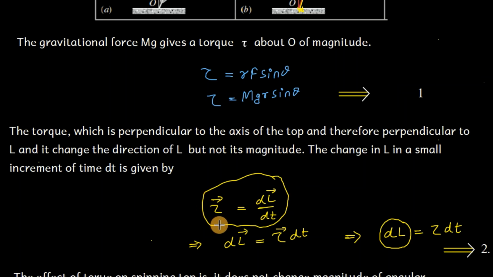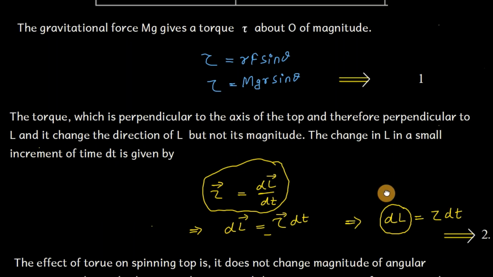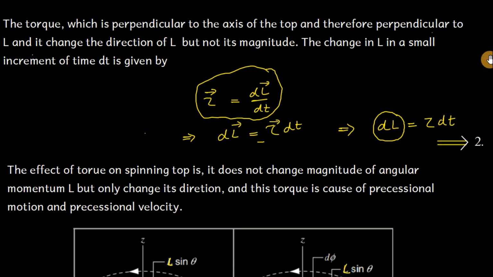as torque is what? The time rate of change of angular momentum, or this expression can be written in magnitude form as del L equal to tau into dt. Now the effect of torque on the spinning top is that it doesn't change the magnitude of angular momentum L but only changes its direction, and this torque is the cause of precessional motion and precessional velocity.